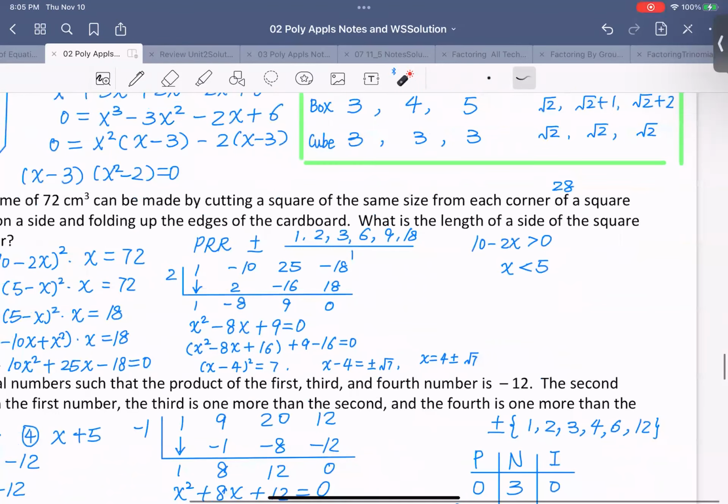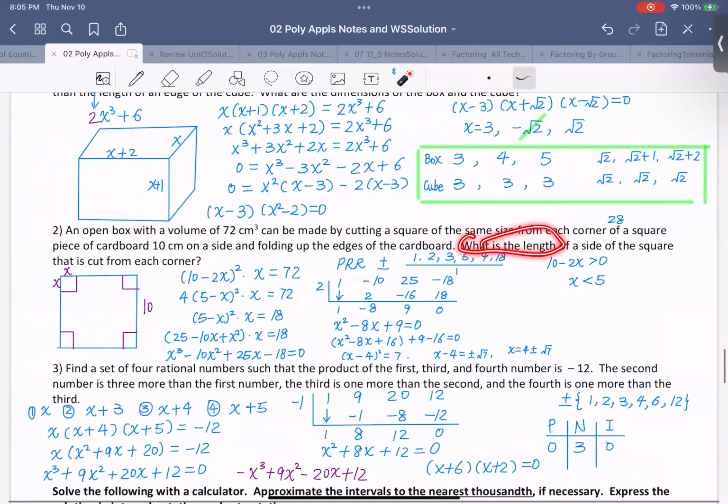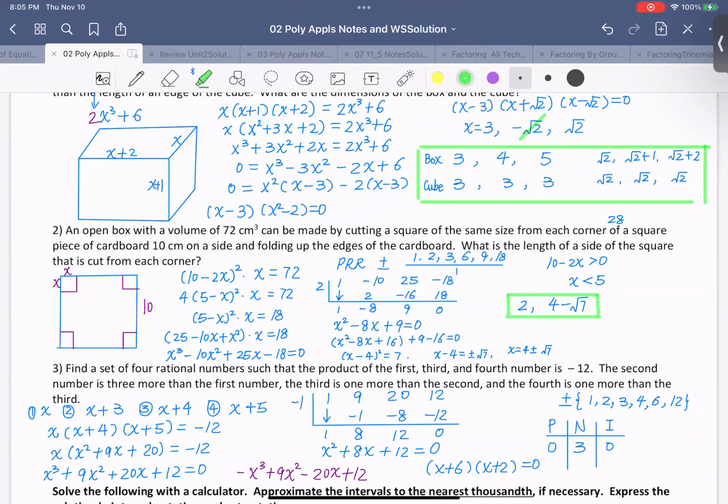Makes sense. So they ask you, what is the length of the side of the corner? So you will choose 4 minus square root 7. Okay. Any student, any question?